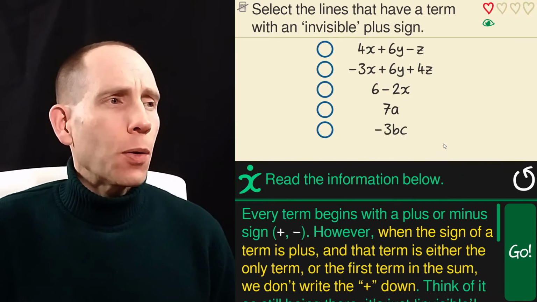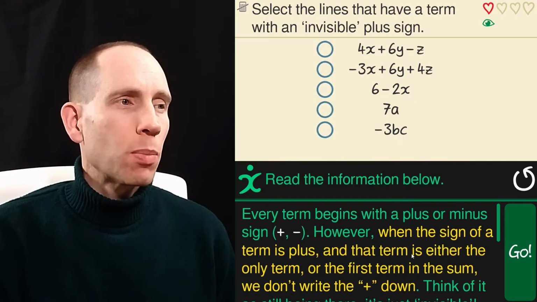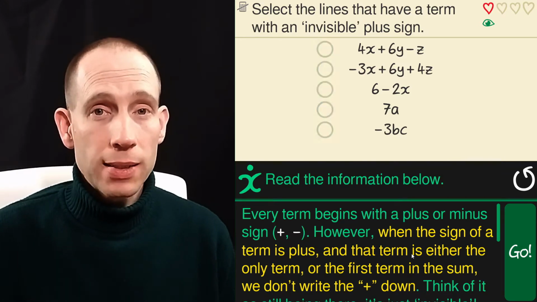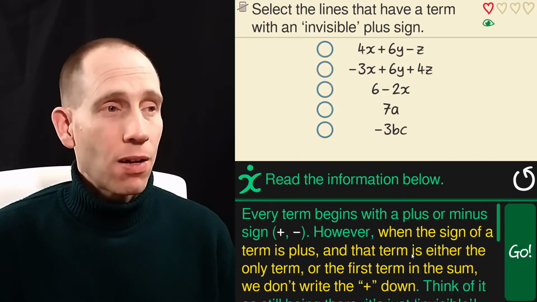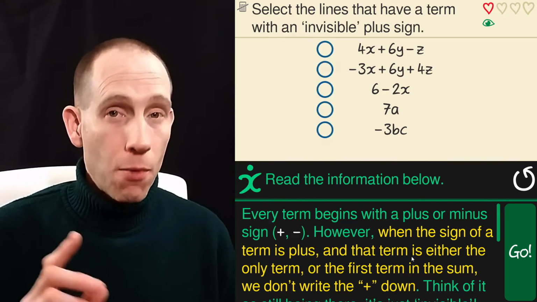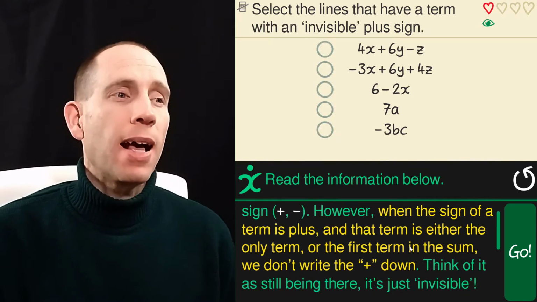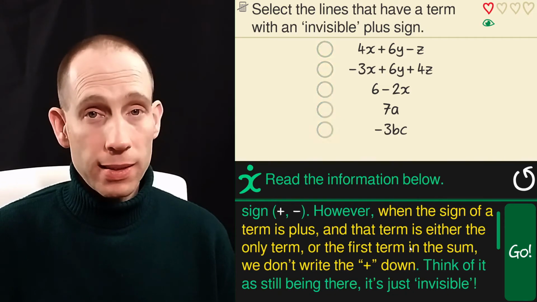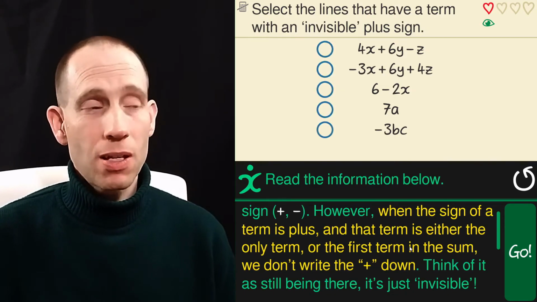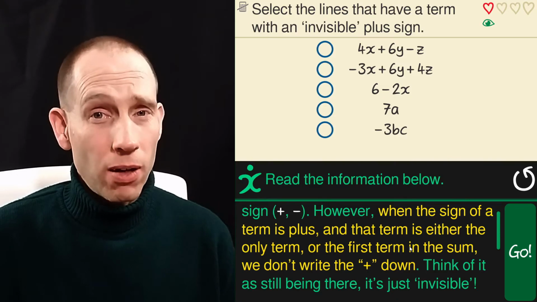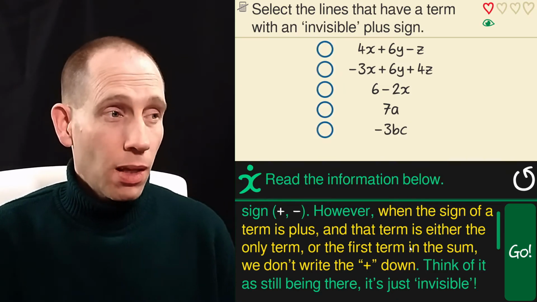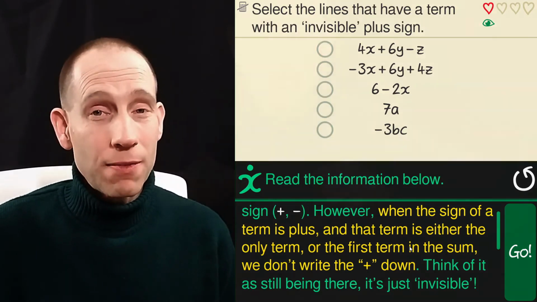Okay, so every term begins with a plus or minus sign. That's what we need to know. Plus or minus signs are the start of a new term. However, when the sign of a term is positive, and that term is either the only term or it's the first term in the sum, we don't write the plus down. We can still think of it as being there, it's just invisible.